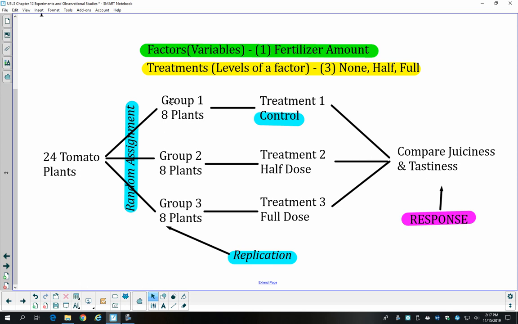And the fact that we have 8 plants in each group shows that we have replication. We have random assignment because we'll randomly assign those plants to those 3 treatments. And then we have a control where we have some sort of baseline to compare to. So we're gonna plant 8 tomato plants with none of the fertilizer to see how their juiciness and tastiness is. And then we have these 2 other levels where we give it a half dose and a full dose of the fertilizer. And after these plants have grown, we would do some test on their juiciness and tastiness. And that would be our response that we're looking at.